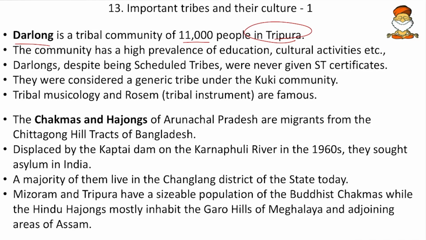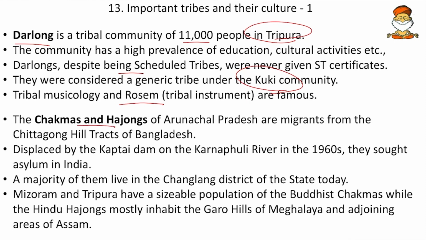Despite being a scheduled tribe, Darlongs were never given the ST certificate because they were considered a generic tribe under the Kuki communities. Tribal musicology and the rosam, the tribal instrument, are famous among the Darlong.